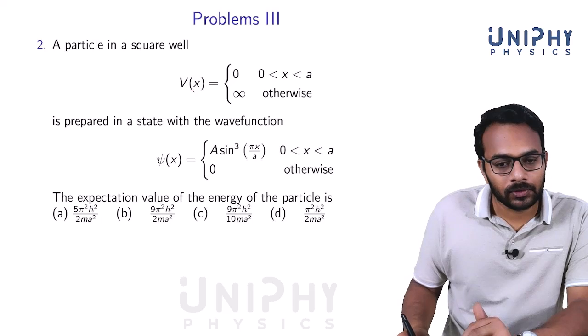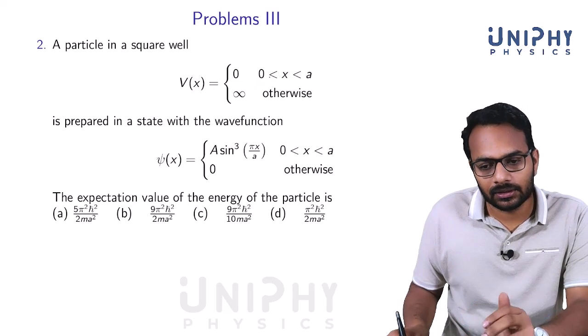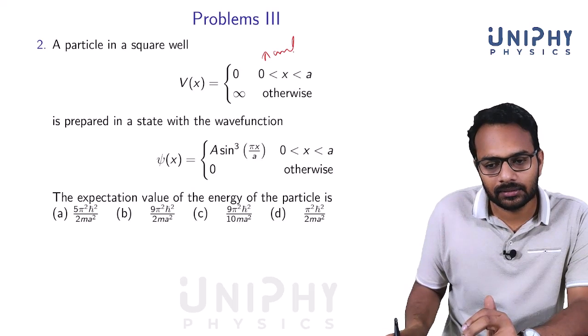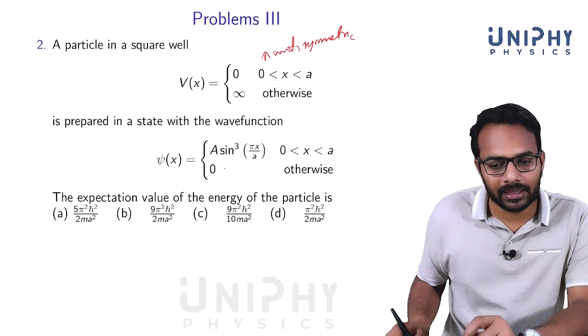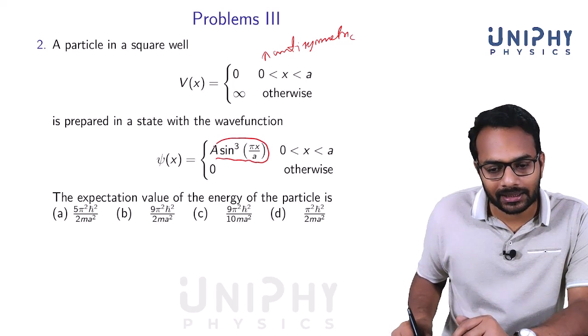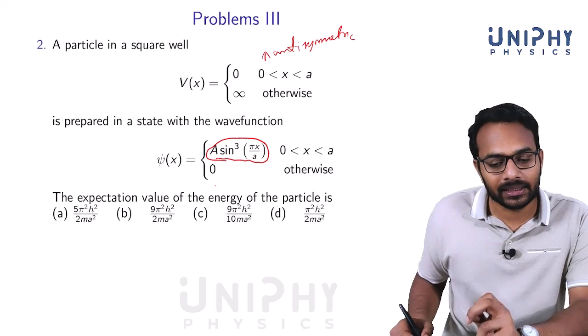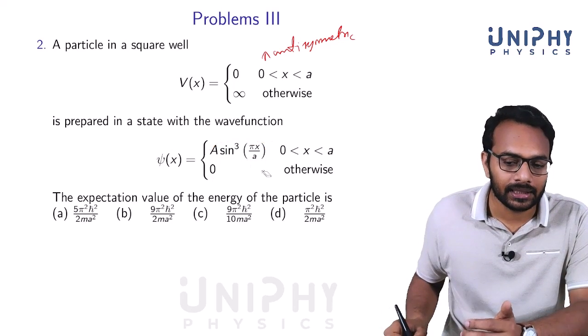Here is another problem also asked in a previous exam. A particle in a square well, and we see that it's antisymmetric, is prepared in a state with the wave function sine cube pi x by a. We are asked the expectation value, the average value, of the energy of the particle.